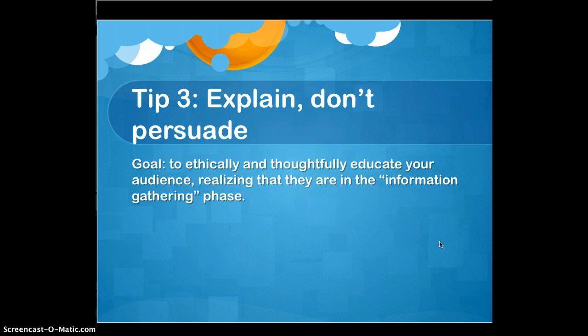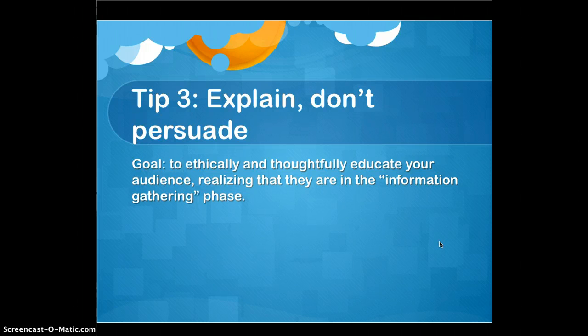Okay, tip number 3 is that you need to really focus on explaining in this document and not persuading. Yes, you're dealing with an issue. Yes, it's a debated issue. It's an unresolved issue. But right now, you need to exercise restraint. You're not making a persuasive pitch. You're not trying to get someone to think a certain way or do a certain thing. Your goal is to educate your audience. You want to do that ethically and thoughtfully.